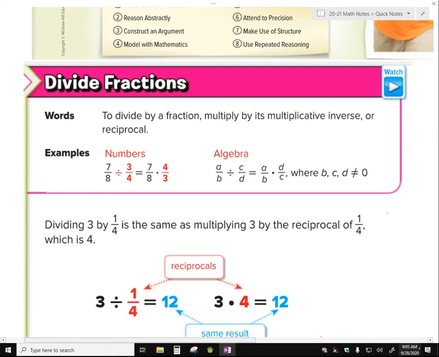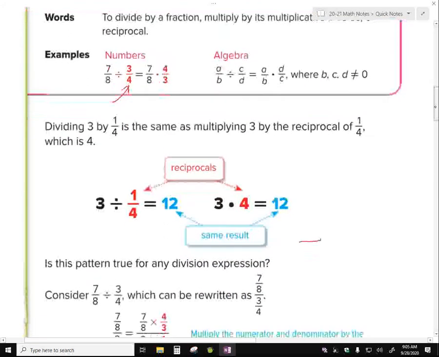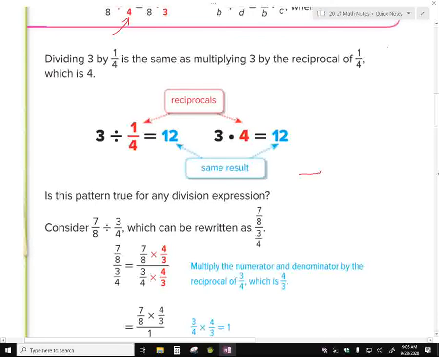So we have the number 7/8 divided by 3/4. That's the same thing as multiplying by the multiplicative inverse, which is 7/8 multiplied by 4/3. Notice how the 3/4 and the 4/3 switch spots. That's called the reciprocal. So in algebra, a over b divided by c over d is the same thing as a over b multiplied by d over c, where b, c, and d cannot equal 0 because you cannot divide by 0. You can't divide something into equal spots of nothing.